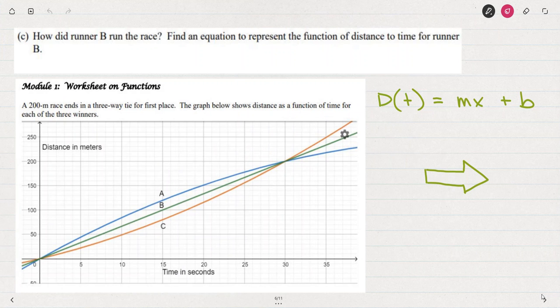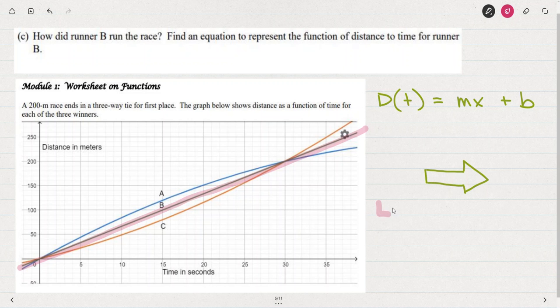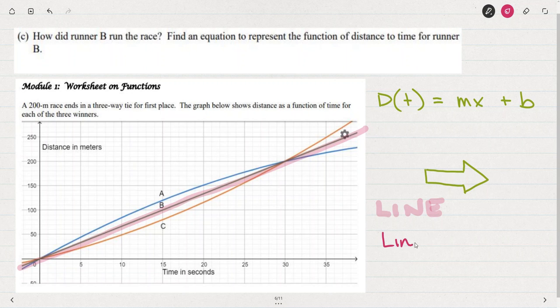How did runner B run the race? As I mentioned, runner B was nice and steady. If we looked at the graph of just B, you could see that we get something that resembles a line. And a line can be represented in a graph by a linear equation. A line is the graph of a linear equation, or in this case, a linear function.